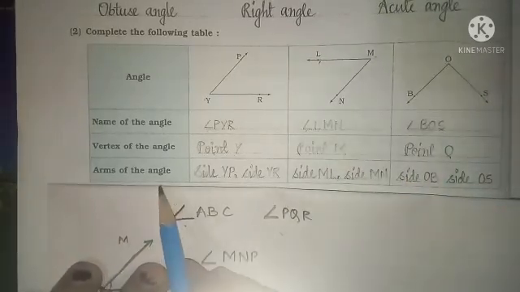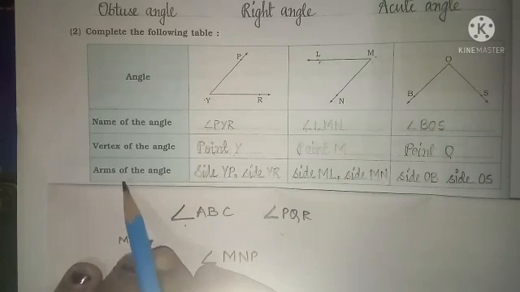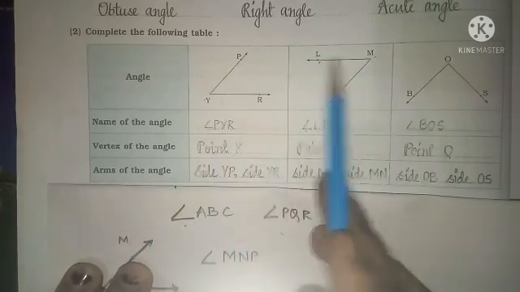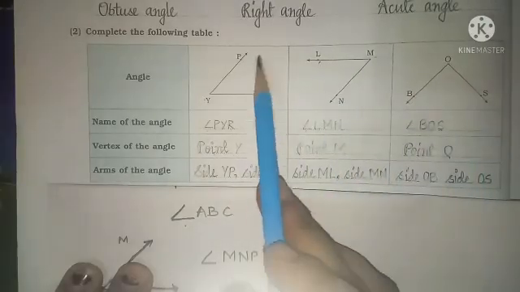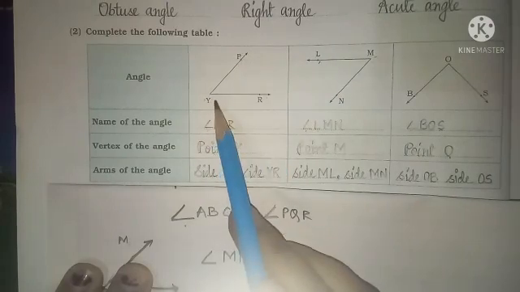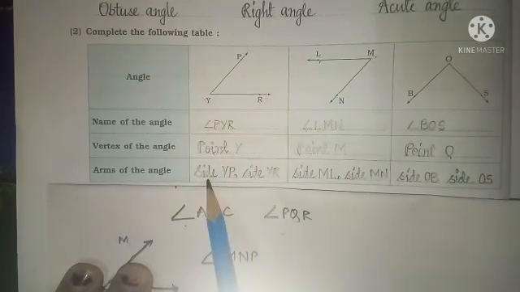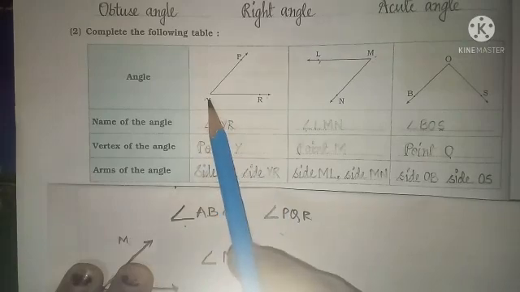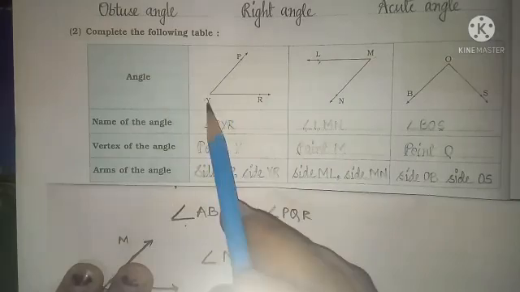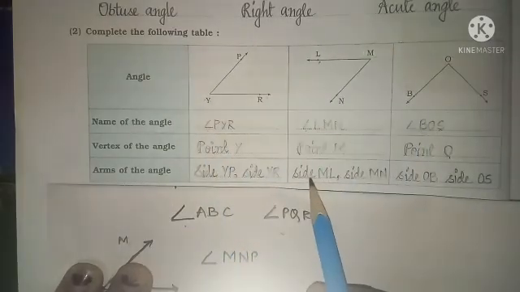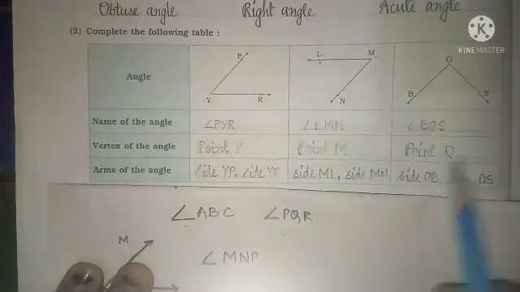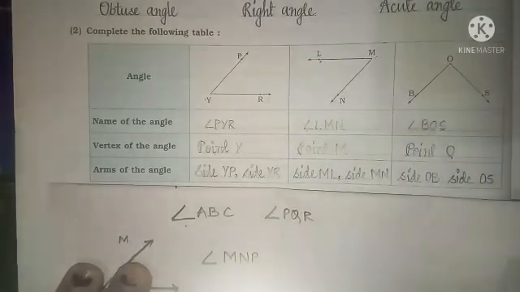So let's see the third question, which is asking for the arms of an angle. They are asking for the sides of the angle. Here we have two sides in this figure, side PY and side YR. Side YP, vice versa, you can write either. YP, PY is one and the same. So I have written here YP and YR. Here side ML or MN. Side OB and OS. Is it clear for all?